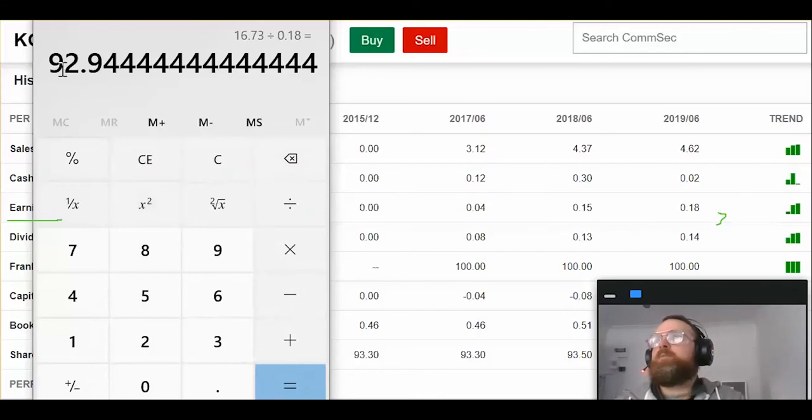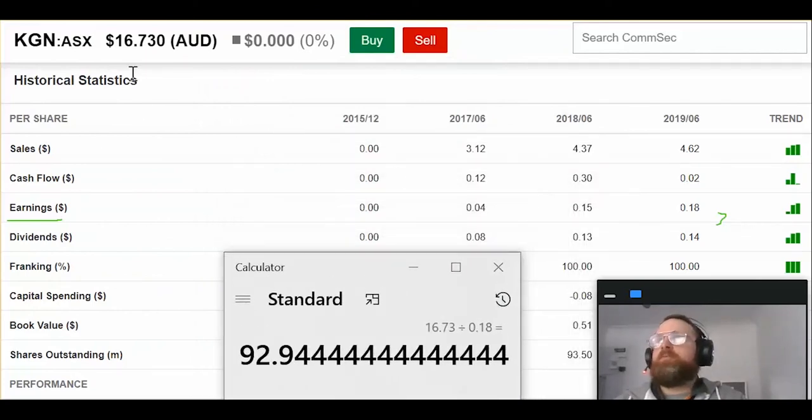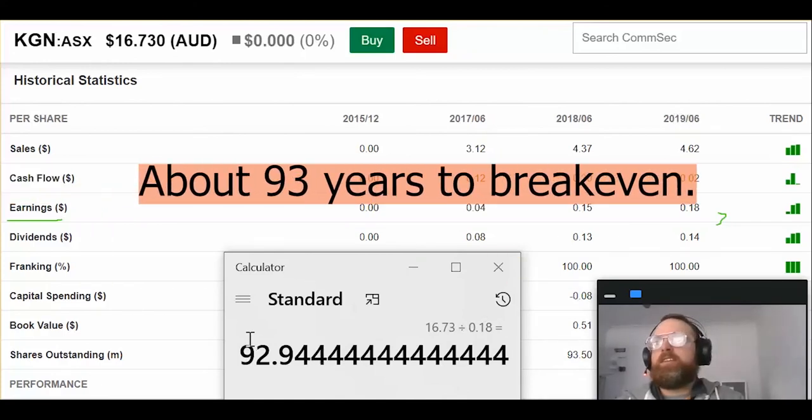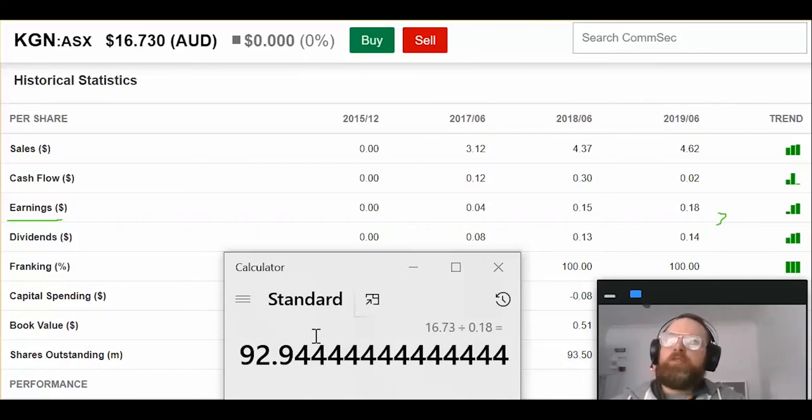That gives us a PE of 92.94. So, like I said before, if we bought that share today, so we buy one share of Kogan at $16.73, and its earnings didn't grow or change from June 2019, it'd take 92.94 years to essentially make that back. It's not necessarily that you will receive that money, but the business will generate that profit.